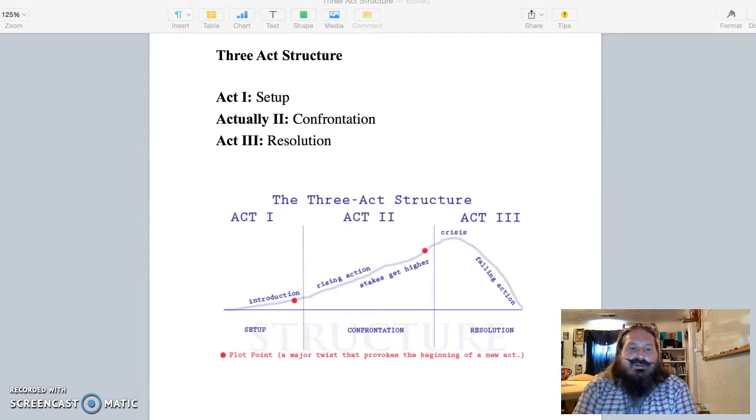During Act 1, there's usually a plot point, as you can see here on the diagram. The plot point is a major twist that provokes the beginning of a new act. In Orange County, Sean finds out that he has not been accepted to Stanford University, and this is the plot point at the end of Act 1 in Orange County.